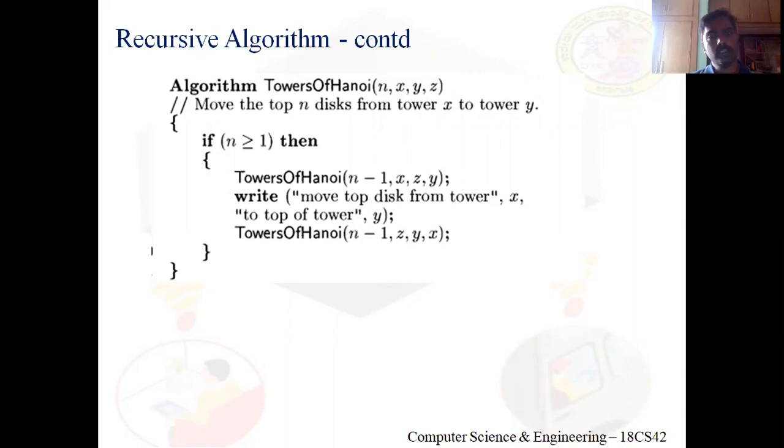X to Z. Sorry, here actually X is source, Y is destination, Z is auxiliary. So first, I will move n minus 1 disks from source X to auxiliary Z. Then there is one disk on the source peg that I can move in a single move from X to Y. Now the n minus 1 disks which are on auxiliary Z, I will move to destination Y using X as intermediate.